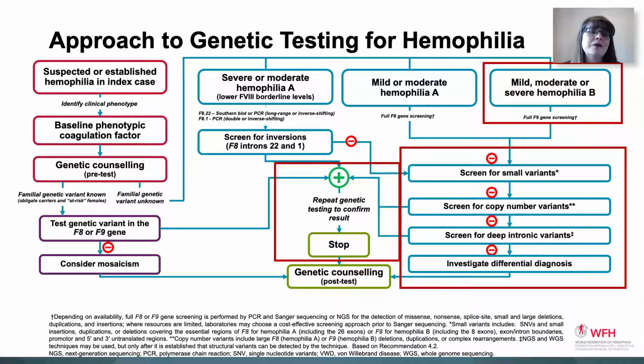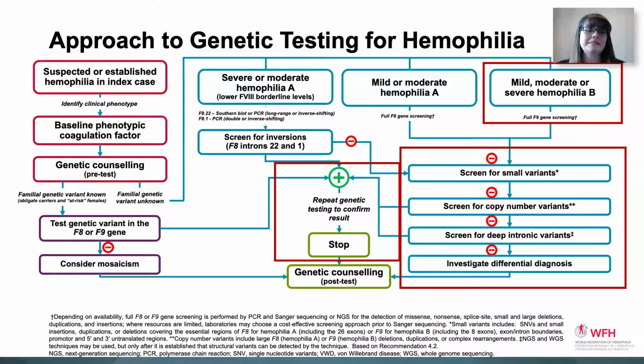If we didn't, then we'd go on to look for copy number variants, so small or large deletions or duplications in the haemophilia B gene. The copy number variants can range from a single exon to the full gene. So those groups that we've just described are for the index cases.